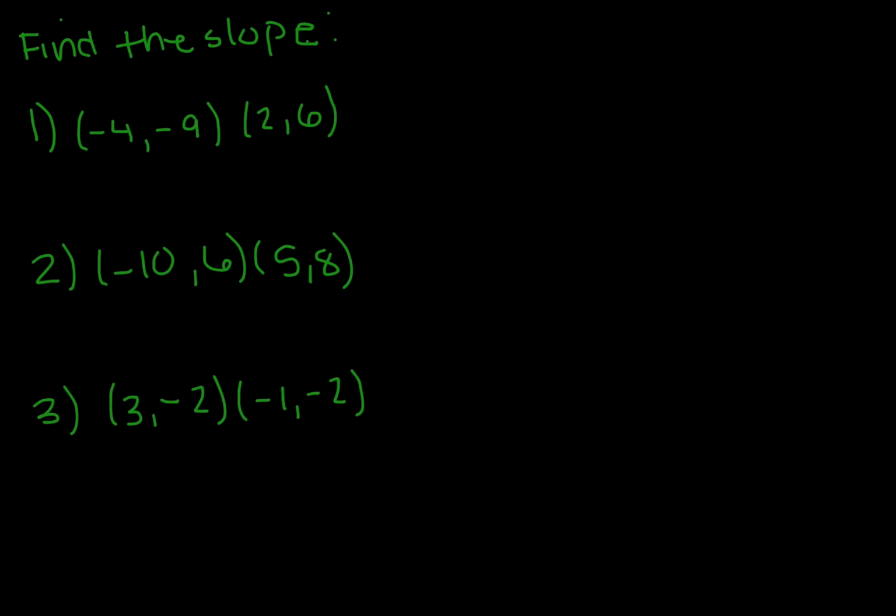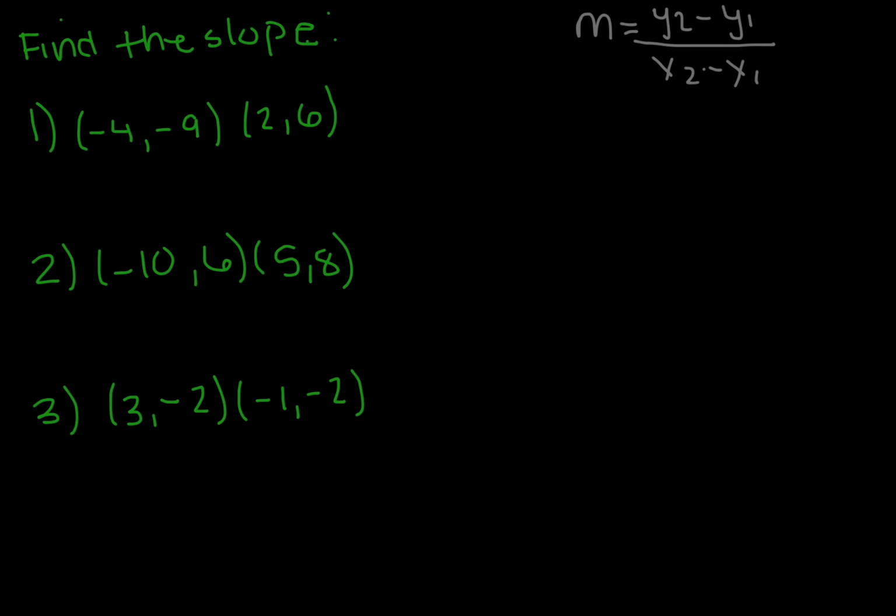So if you can remember the slope formula, it's going to be y2 minus y1. We're always going to label our slope as m. So anytime you see an m, we're talking about slope. So slope is going to be rise over run. So that means y2 minus y1 over x2 minus x1.